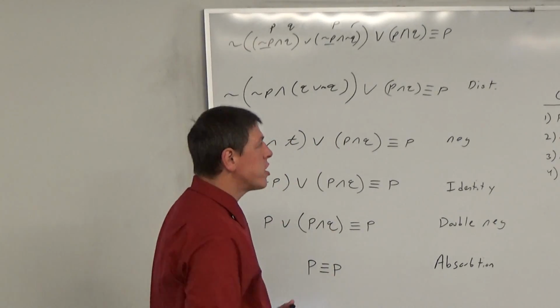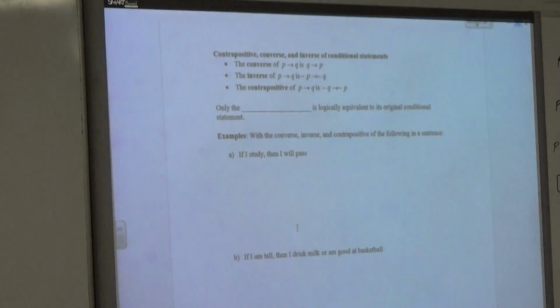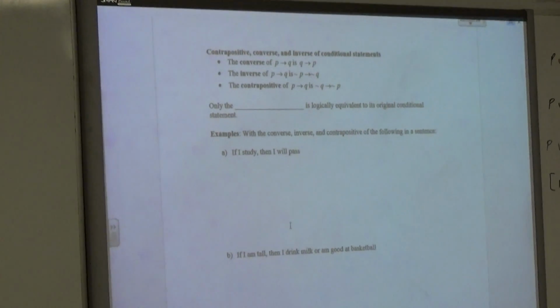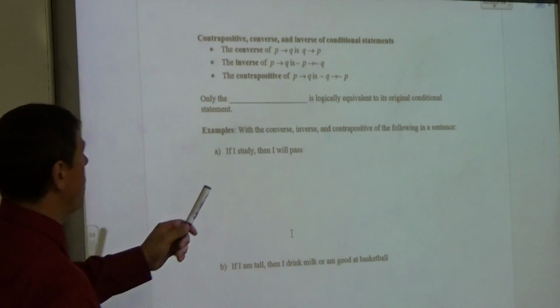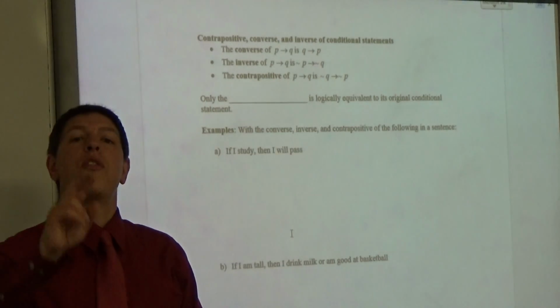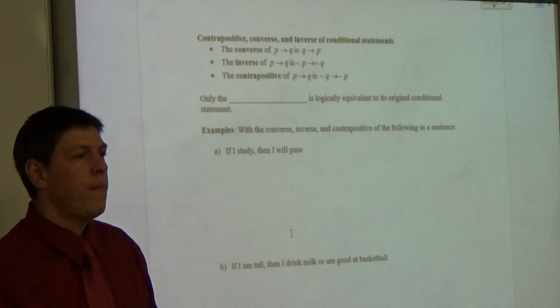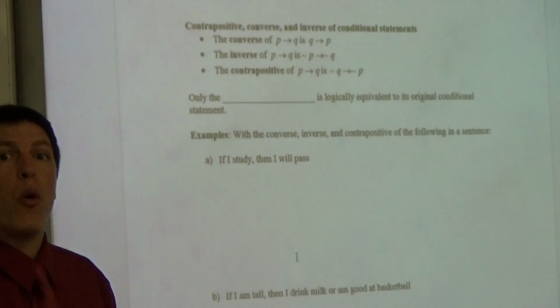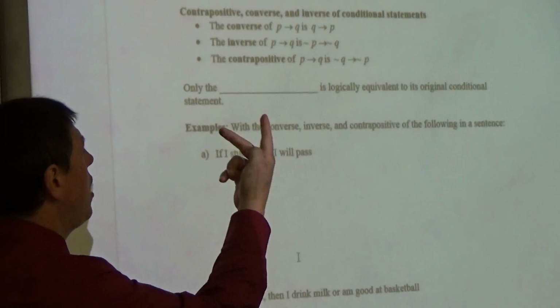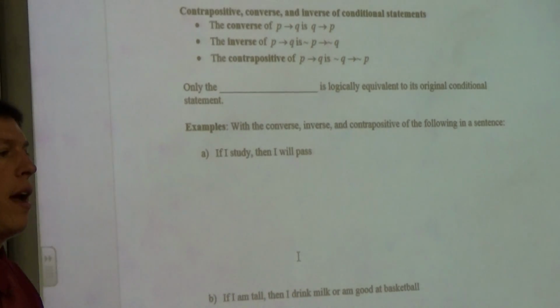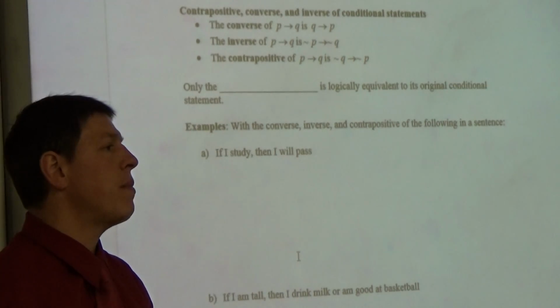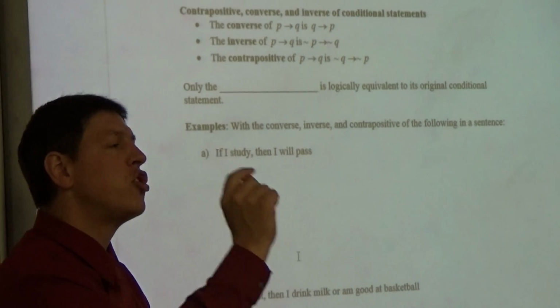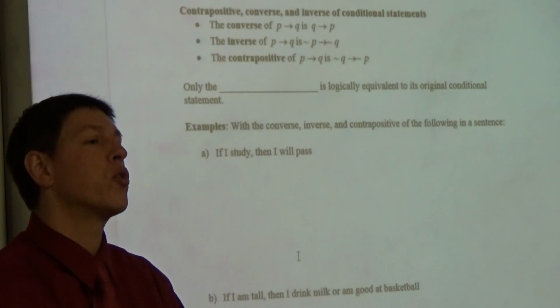Okay, the next thing we're going to look at is the converse, contrapositive, and inverse of a conditional statement. Throughout the course, we're going to be utilizing these ideas. If I have a conditional statement like P implies Q, the converse just flips those around. So, if I study, then I will pass. If I flip that around, if I pass, then I study. That's the converse, you're just flipping it around. The inverse takes the negation of both statements. So, if I study, then I will pass; if I don't study, then I will not pass. That's the inverse.